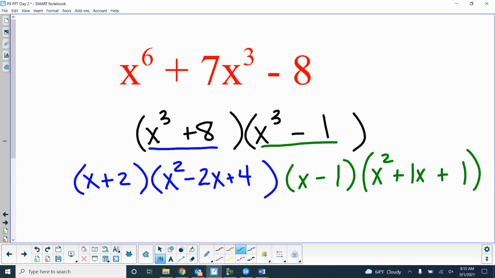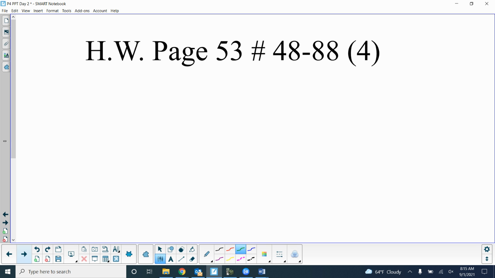So, homework tonight is on Canvas, the picture of it from the book, but those are the numbers you're supposed to do. 48 to 88 by 4s. So 48 plus 4, 52, plus 4, 56, plus 4, 60. Keep going. 64, 68, 72, 76, 80, 84, 88. Thanks.